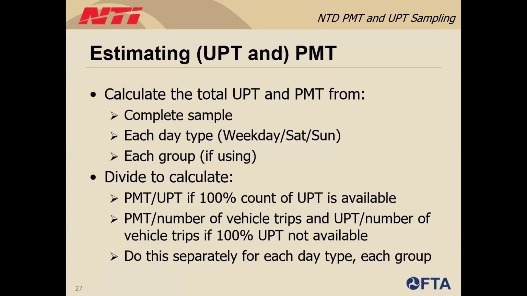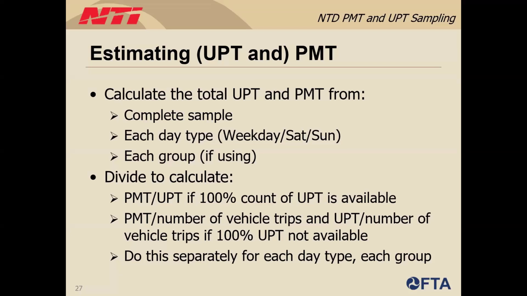At the end of the year, add together the total UPT and PMT from all your samples. You also need some subtotals. You need the total UPT and PMT from all weekday samples, from all Saturday samples, and from all Sunday samples. If you use route grouping, you need subtotals for each group from the entire year, as well as from each group in each day type.